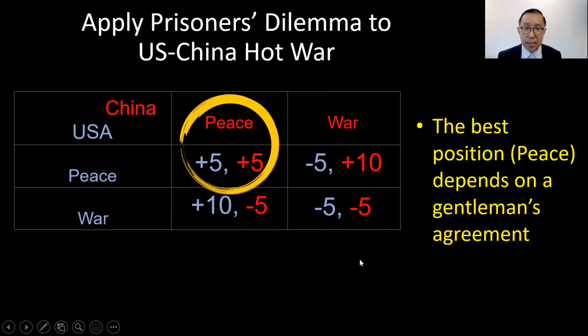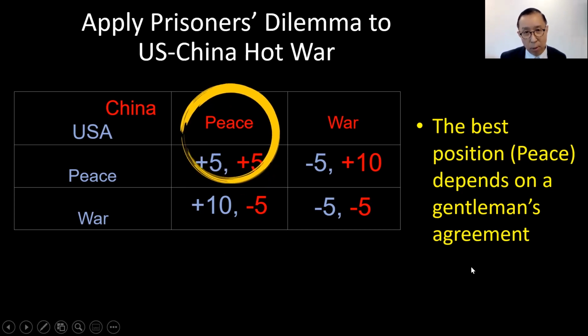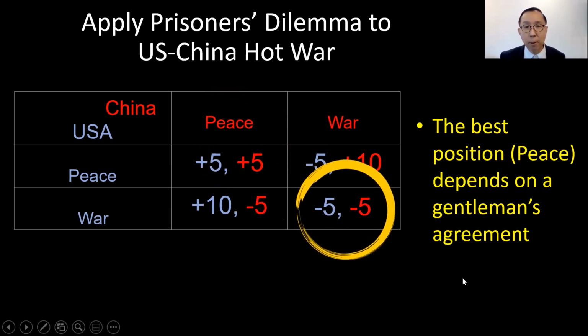So, like I said, the best position in the prisoner's dilemma is that both go for peace, both keep their word. But if you know your other party will not keep their word, then your best strategy is to prepare for war. And so we end up with -5, -5. Of course, this is not the best solution.